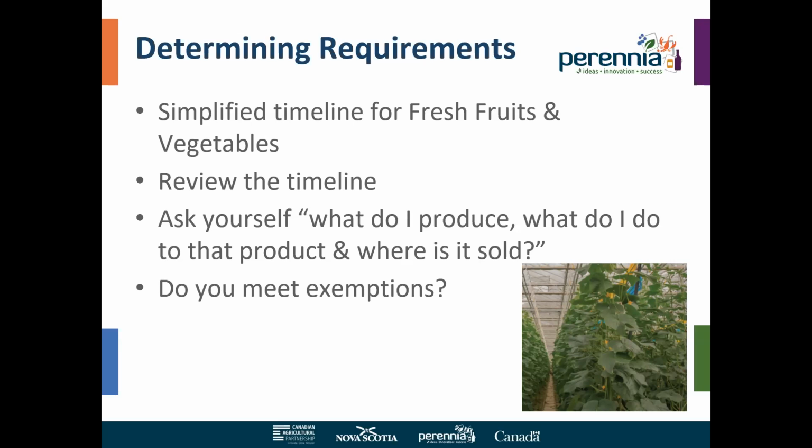And then you're going to ask yourself, do I meet exemptions? Because if you do, then you don't have to maybe have a license or a preventive control plan. It just all depends on the activity that you're doing at your operation. So ask yourself what you're producing. What are you doing to that product? Are you just harvesting that product and growing the product, or are you doing other things to that product, doing culls and cutting and chopping and packaging and labeling?